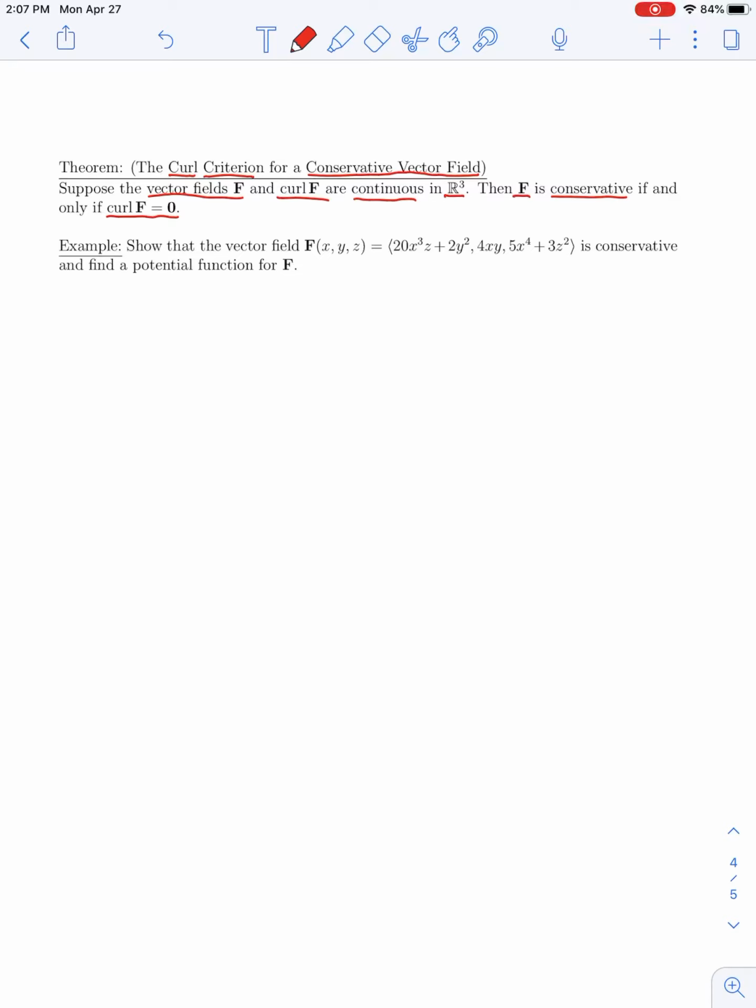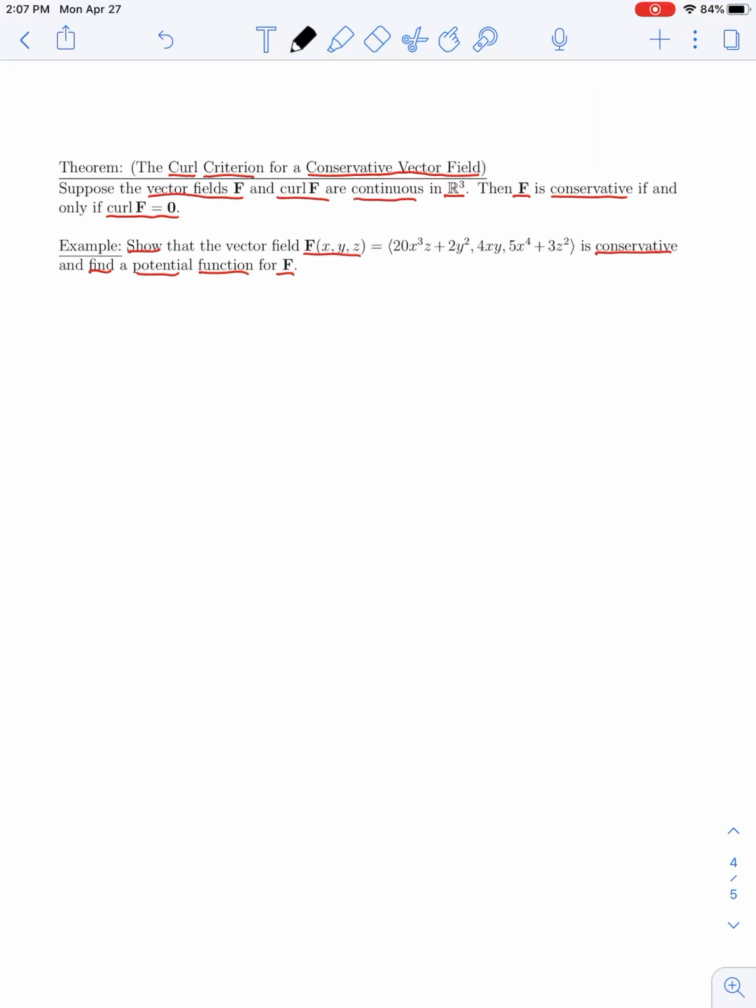So as an example of this, we are asked to show that the following vector field, f of x, y, z, is conservative. And if it is conservative, that means it is the gradient field for some potential function. So we're also asked to find a potential function for that field. So as soon as we see that it is a three-dimensional vector field, if I want to show that it is conservative, the only way I have to do that is with this curl criterion.